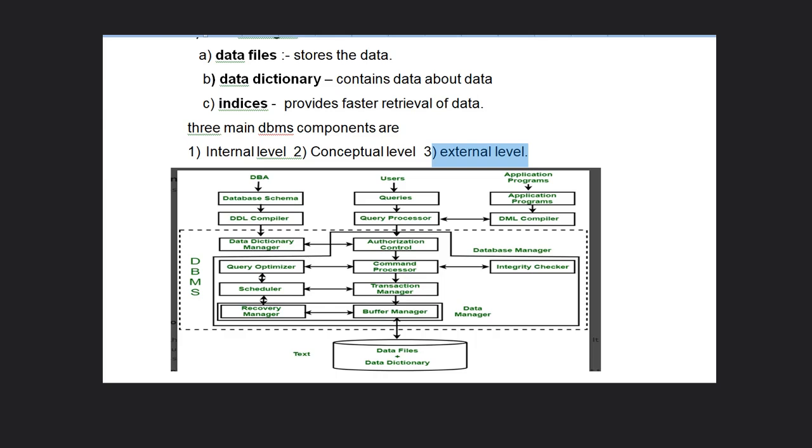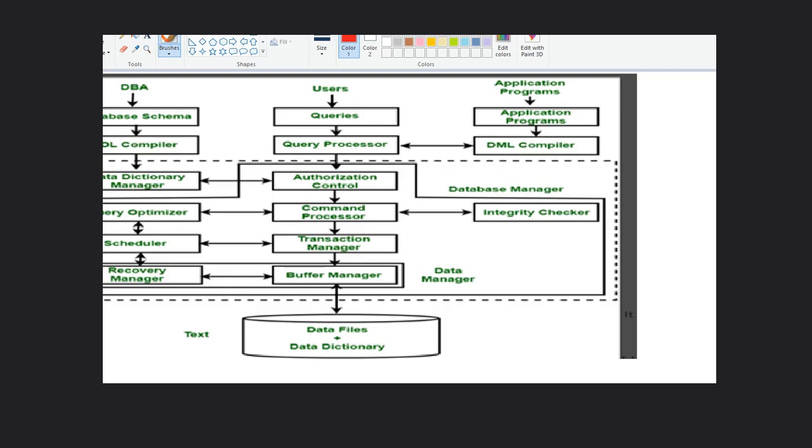Observe this diagram. This diagram illustrates the database system environment. Here the database administrator creates the database schema. Next, the DDL compiler executes the DDL commands sent by the database administrator, and the output is stored in the data dictionary, which is maintained by the data dictionary manager.